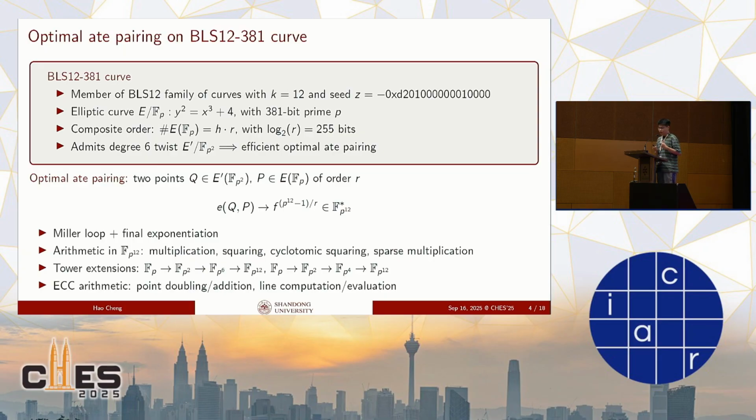The Fp12 operations are computed via the tower extension. In this work, we have 2 different tower extensions, and the difference between them is the middle layer. One is Fp6, and the other is Fp4. Apart from the Fp12 operations, there is also some elliptic curve arithmetic, for example, point doubling, point addition, line computation, and line evaluation.